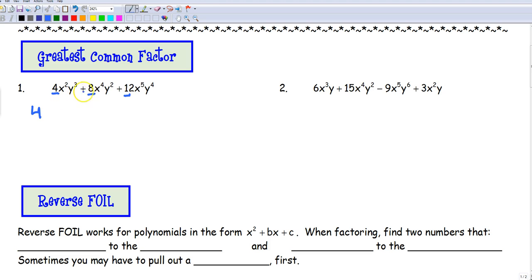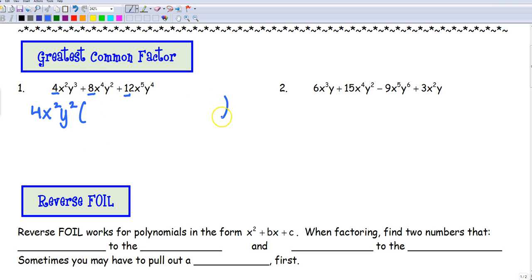Okay, so now we're going to look at the variables. You have an x squared, you have an x to the fourth, and you have an x to the fifth. You want to use the one that goes into each of those. Now remember, x squared goes into an x to the fifth. So it's not like with 2 and 5. 2 doesn't go into 5 evenly. So our GCF here is x squared. And then you have a y cubed, a y squared, and a y to the fourth. We take the biggest one that they all have, which would be y squared. They all have a y squared within those.